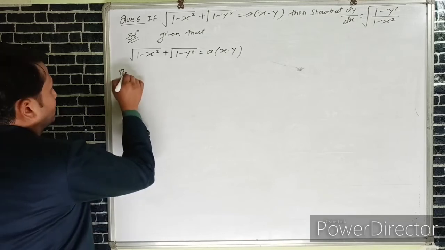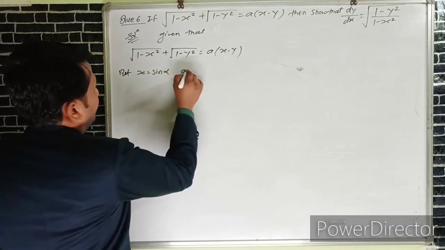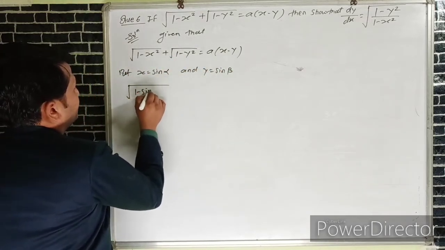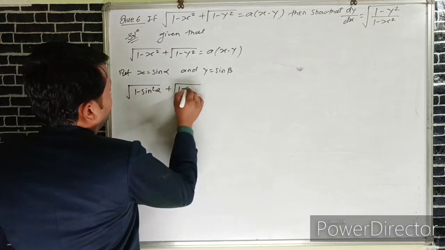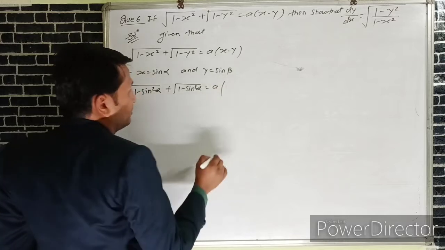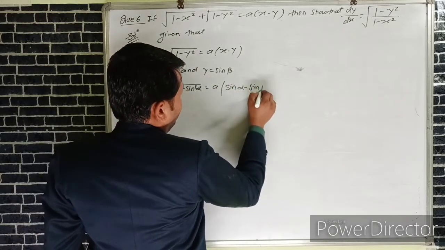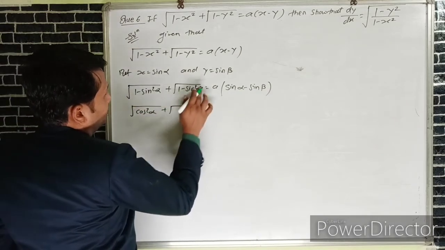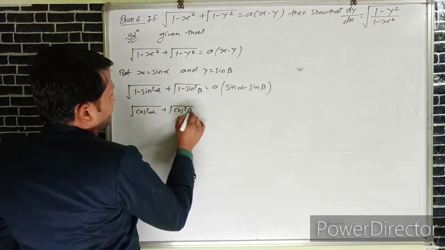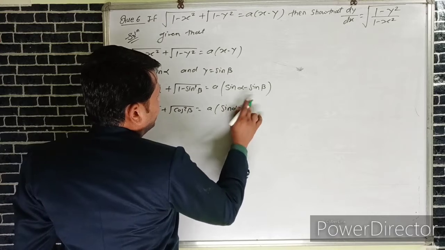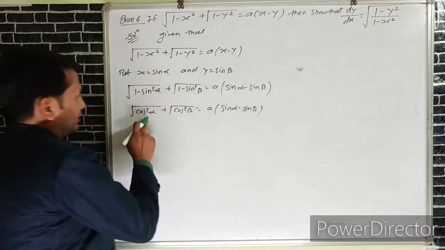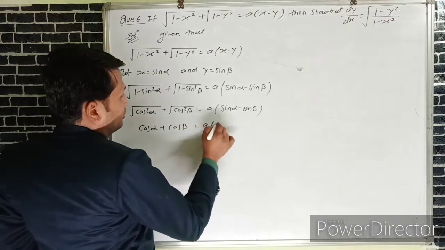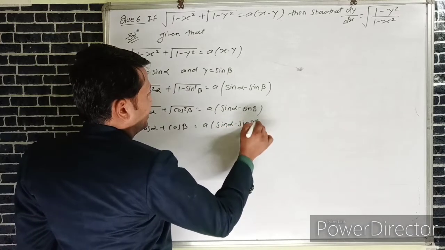Now if we put x = sin α and y = sin β, then we can write √(1 − sin²α) + √(1 − sin²β) = a(sin α − sin β). 1 − sin²α is cos²α, and 1 − sin²β is cos²β, so √(cos²α) + √(cos²β) = a(sin α − sin β). Here √(cos²α) is cos α and √(cos²β) is cos β, so cos α + cos β = a(sin α − sin β).